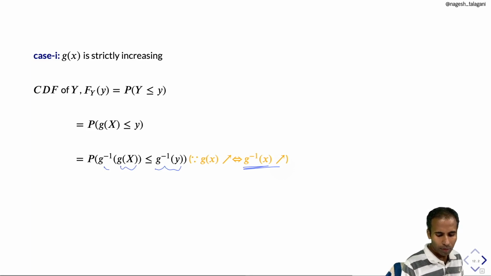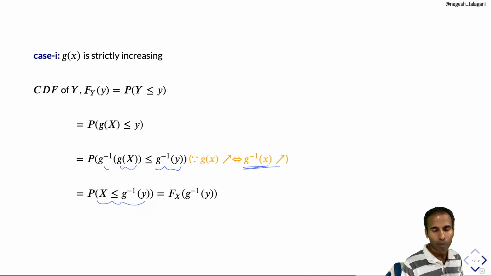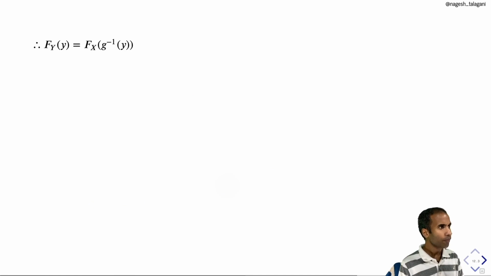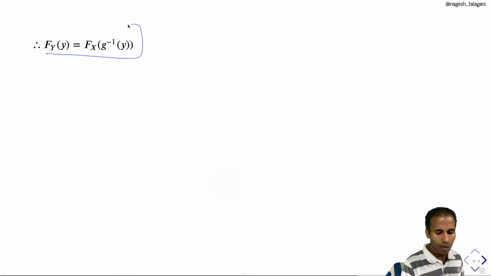Now g inverse of g of X means X, so it's going to be the probability of X less than or equal to g inverse y. By the definition of the CDF of X, it's exactly F_X of g inverse y. Now we have a relationship between the CDF of Y and the CDF of X. Therefore we have F_Y of y equal to F_X of g inverse y.